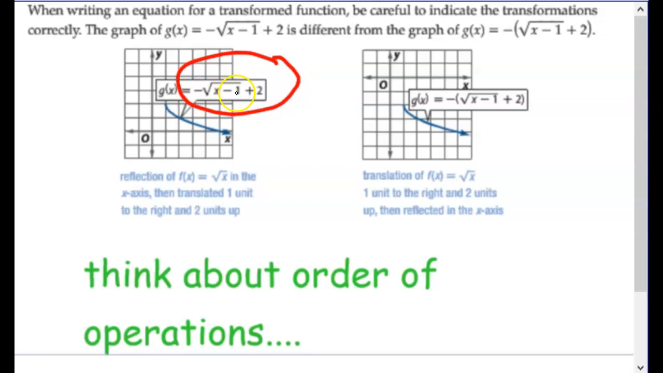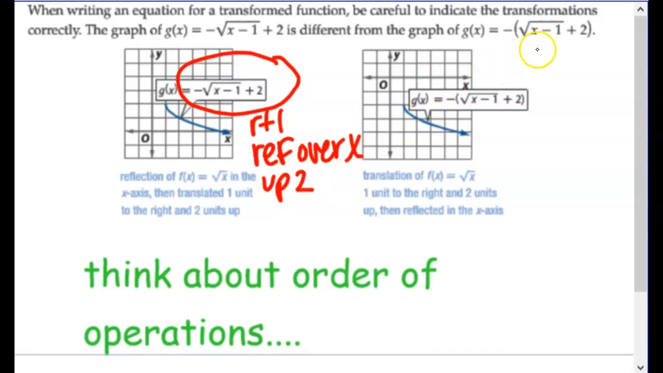5 minus 1, okay? Then after you took the square root, the next thing you would do is take the opposite of it, and the last thing you would do is add the 2. So that is the order in which you have to explain the transformations. The minus 1 inside would shift it right 1. The negative out in the front on the whole thing would reflect over the x. And the plus 2 at the end would shift it up 2.